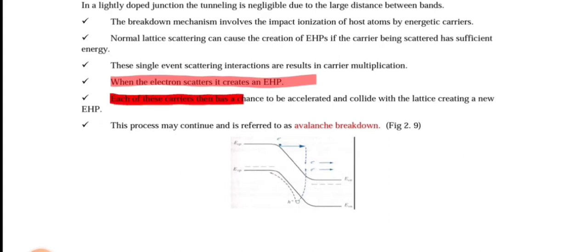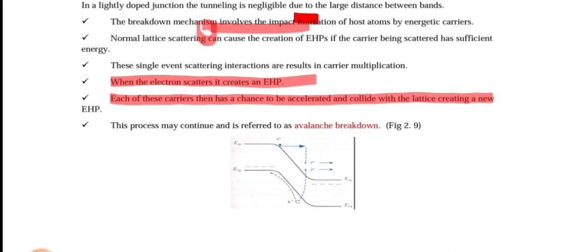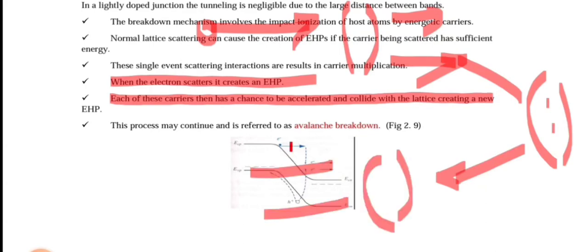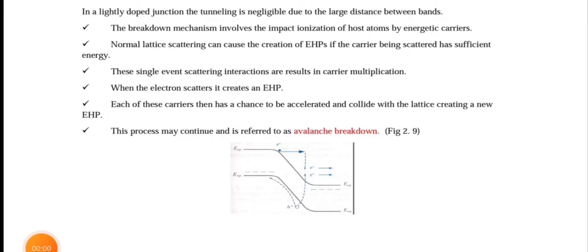Each of these carriers has a chance to be accelerated and collide with the lattice, creating a new electron hole pair. So one electron hits the lattice and creates an electron hole pair. Then there is a chance of again hitting and again creating an electron hole pair, again collision, again creation of an electron hole pair. Due to this, a large number of electron hole pairs will be generated. This process may continue and is referred to as avalanche breakdown.